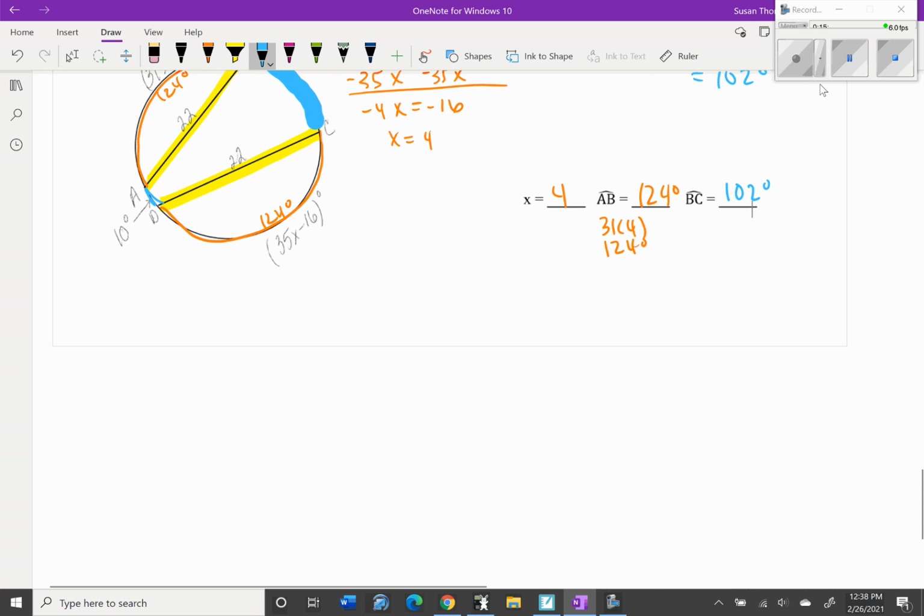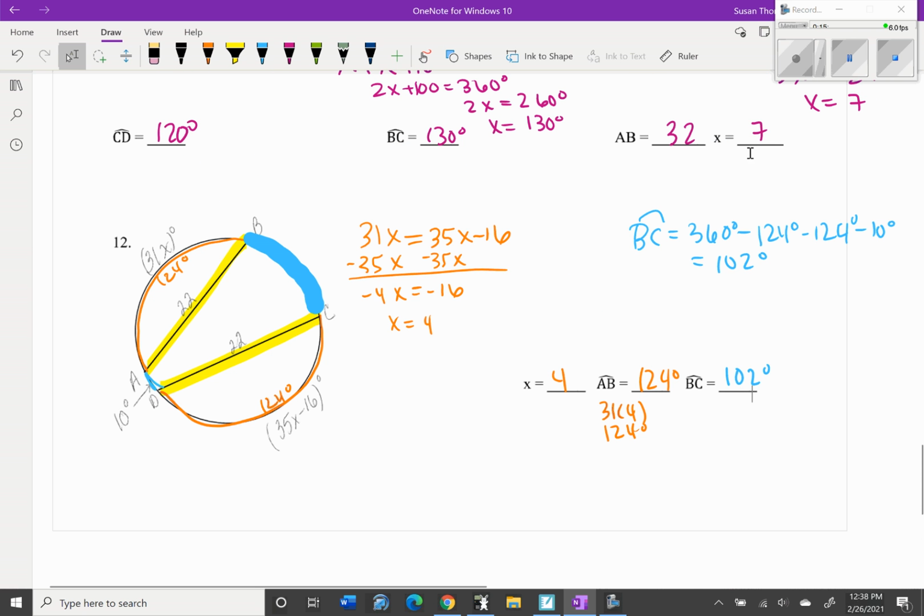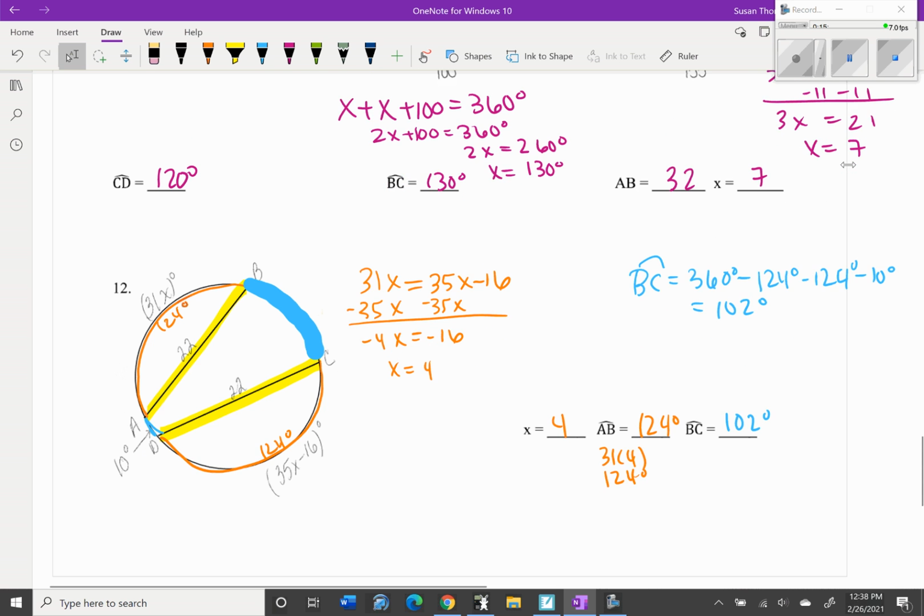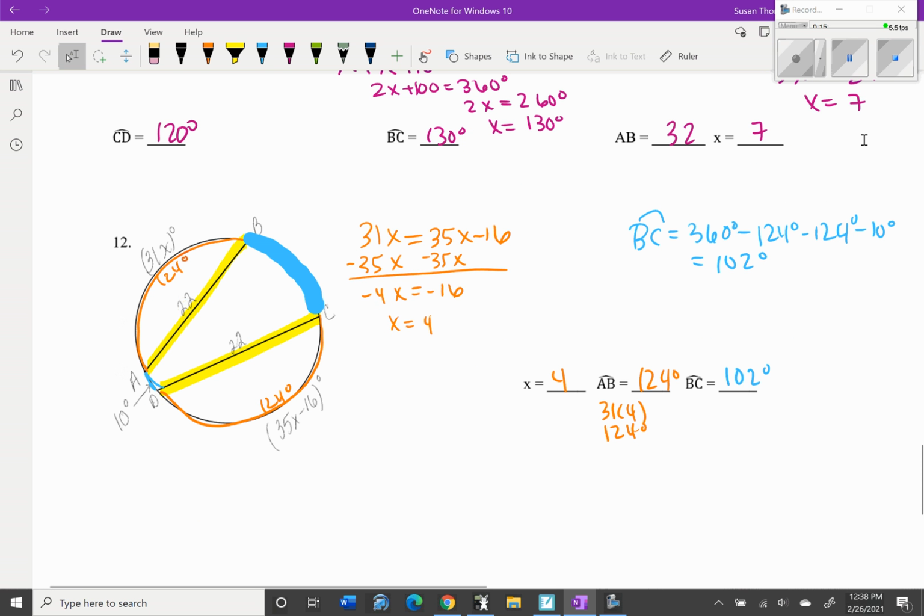And I think that was the last problem. Yep, so that is all for our lesson for today. Make sure to add these properties to your graphic organizer.